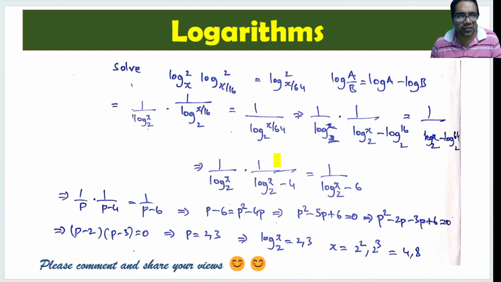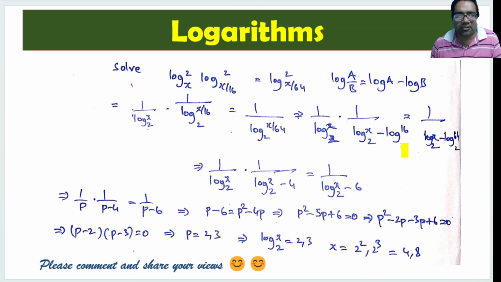Right, we all know this. Now we can write log x/16 as log x minus log 16, both to the base 2 only. The first term, let it be like this: 1 by log x to the base 2, times 1 by log x to the base 2 minus log 16, the second term. Similarly, log x/64 will become log x minus log 64, both to the base 2. This is what we wanted: 16 on the top and 64 also on the top.